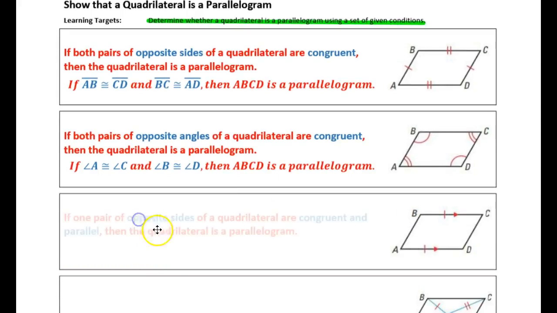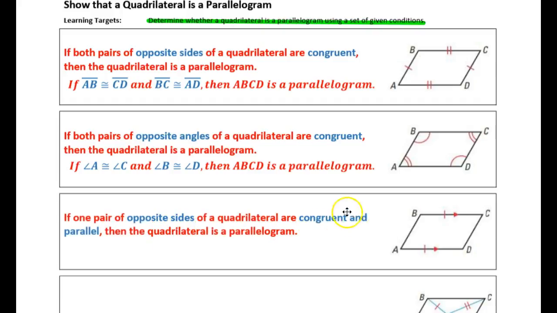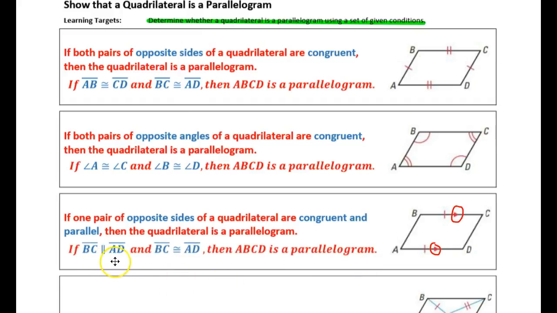Okay? If one pair of opposite sides are congruent and parallel, then the quadrilateral is a parallelogram. So notice BC is congruent to AD, but it's also parallel. So since it's also parallel and congruent, then I know that ABCD is a parallelogram because it is parallel and congruent.